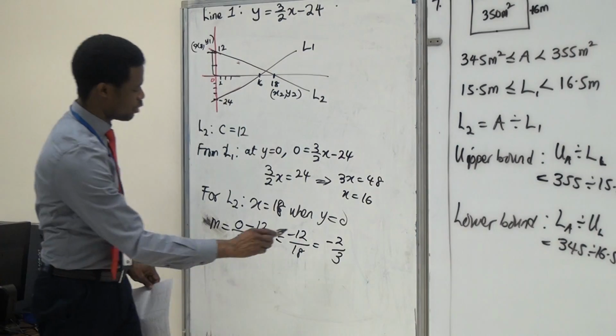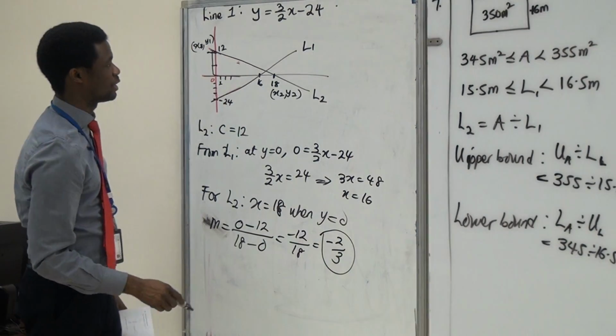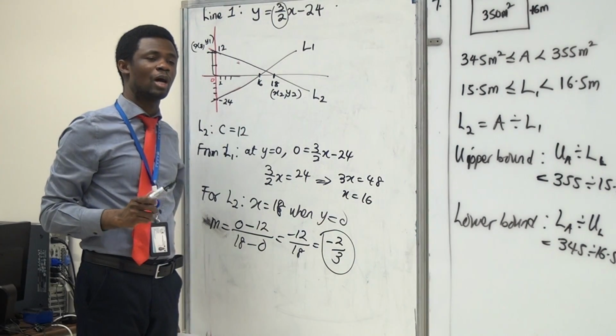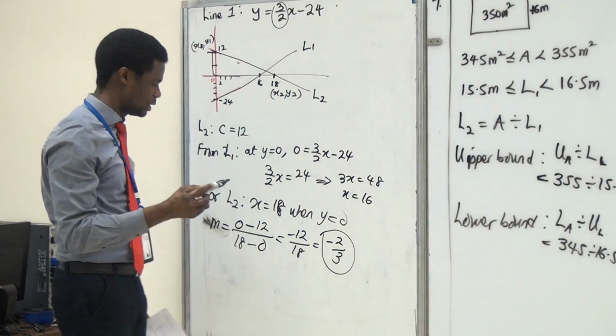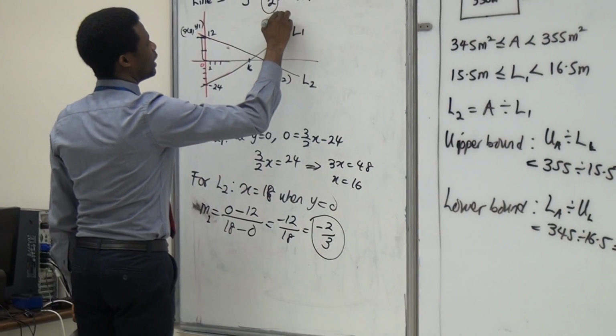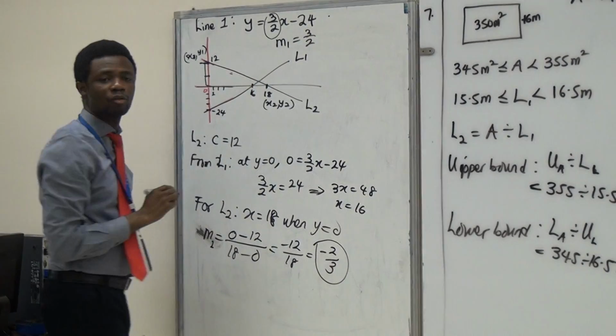So if the gradient of one of them is negative 2 divided by 3, and the gradient of the other one is 3 divided by 2, are they parallel or perpendicular or not? They are perpendicular. So this is M2 for gradient of M2. From here, M1 is 3 over 2 for gradient of M1.